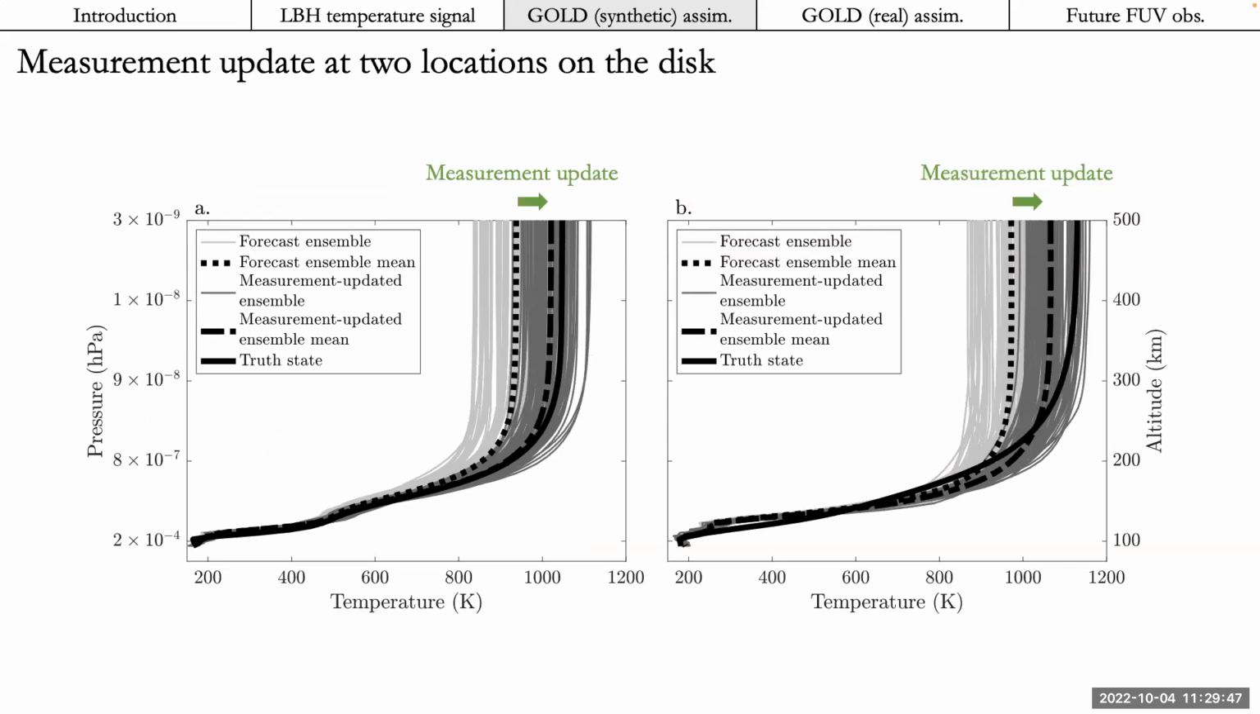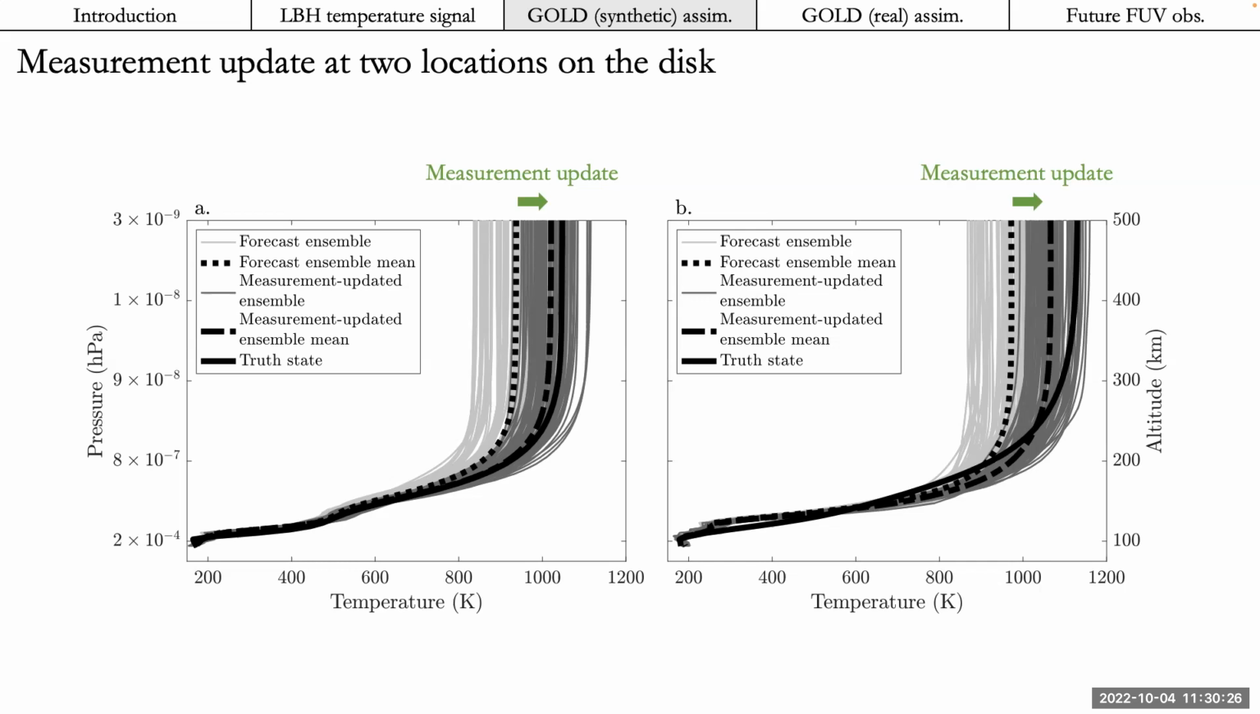The figure shows examples of the measurement update at two locations on the disk. The forecast ensemble is shown in light gray, and the best forecasted estimate is the mean of the ensemble, shown by the dotted line. The true temperature profile is shown by the solid black line, from which we generate the synthetic observation. When this observation is assimilated, the ensemble is updated to the measurement updated ensemble, shown by the dark gray lines, where the new best estimate is the dashed line.